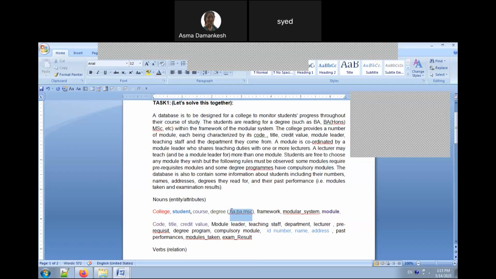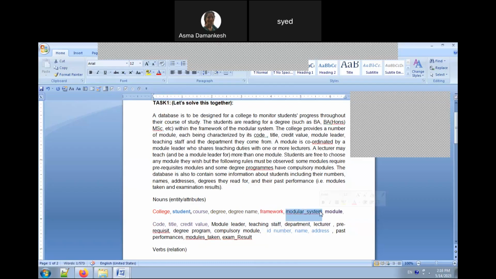And what are those? Those are degree names, no? This is an example of a name. It did not say a degree has a name, but with an example, we know that a degree has a name. So I convert this into degree name, okay? The word framework, it didn't have any explanation. It didn't have any relation. So red, we do not use it.